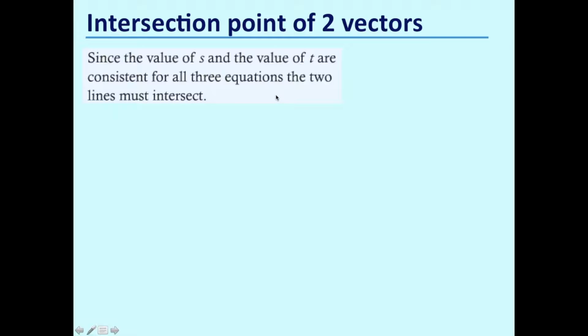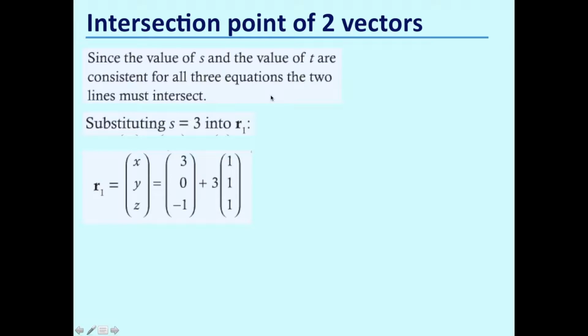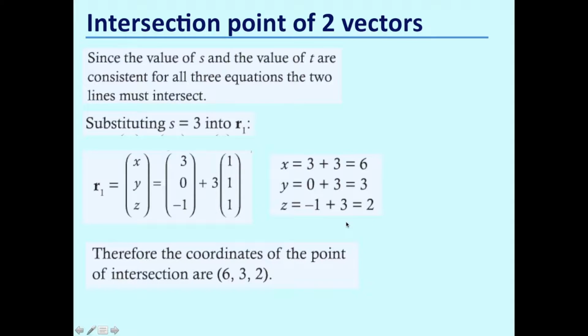We can also check by substituting s equals 3 into R1, and then actually generate the values, because the question also asks us to find the coordinates of the intersection. So if we substitute s equals 3 into R1 for the component here, we can see that the actual coordinate of x will be 3 plus 3 times 1, which is 6, and y and z will take these values as well. So the coordinates, therefore, of the intersection are going to be 6, 3, and 2.